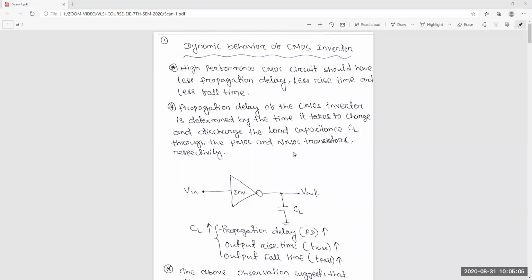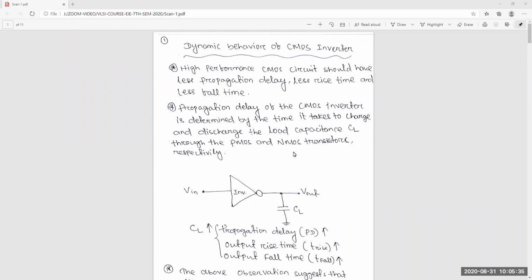In the static characteristics, what have we done? We have done the VTC, the voltage transfer characteristics, where we vary the input voltage and get the characteristic curve. We have discussed the saturation, linear, and cutoff regions, and also the noise margin high and noise margin low.